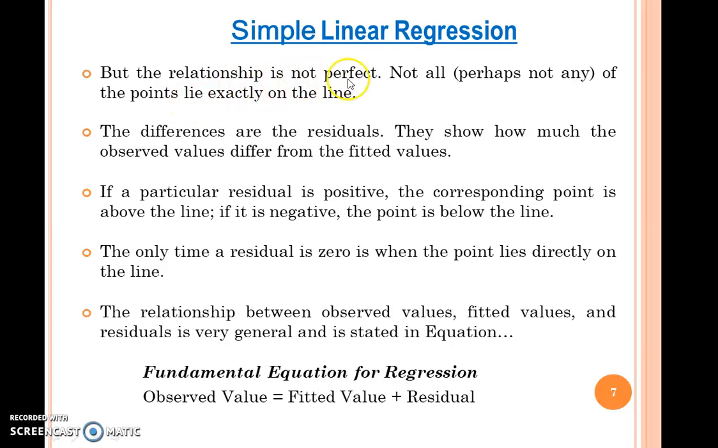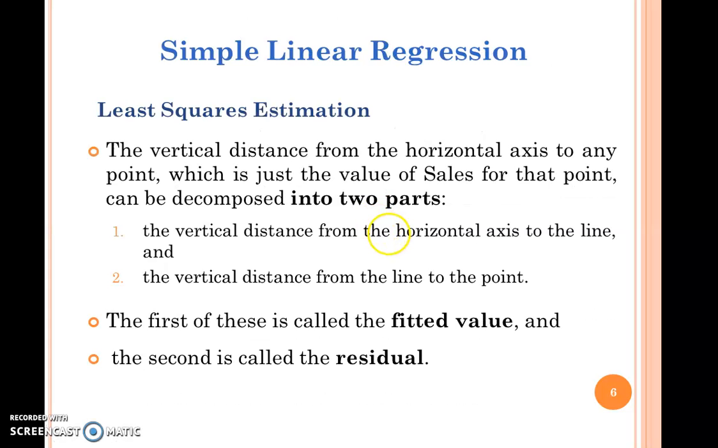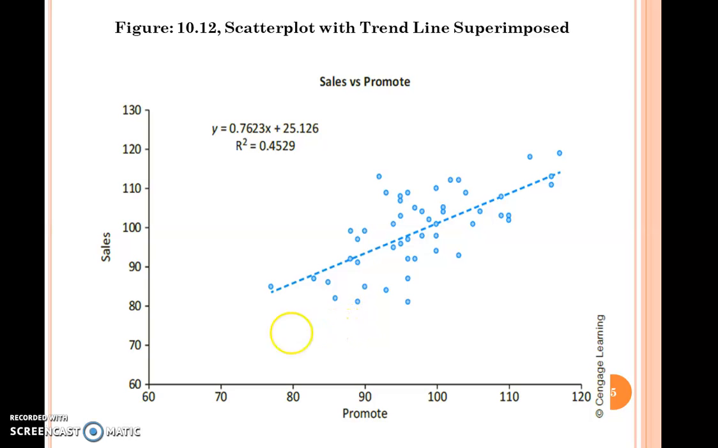The relationship is not perfect. Not all of the points lie exactly on the same line. If you look at the previous graph and at this straight line, all the points are not available on the same straight line itself. So there are some variations, and it is not perfect.